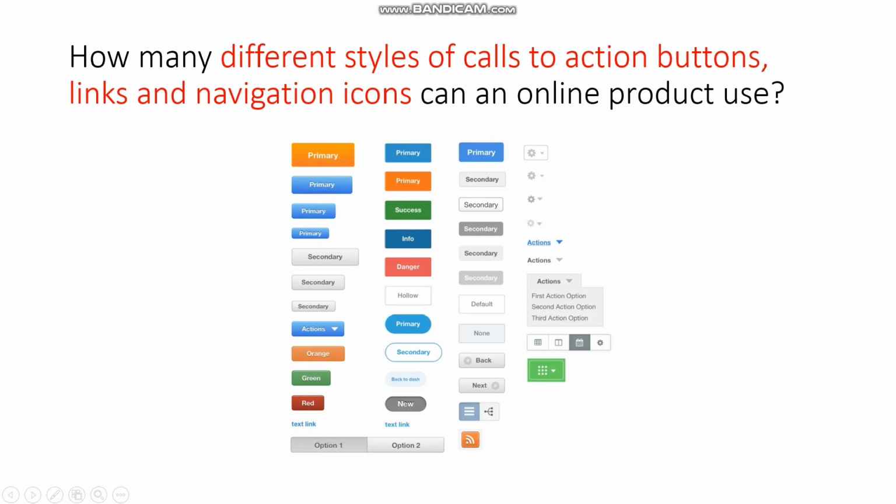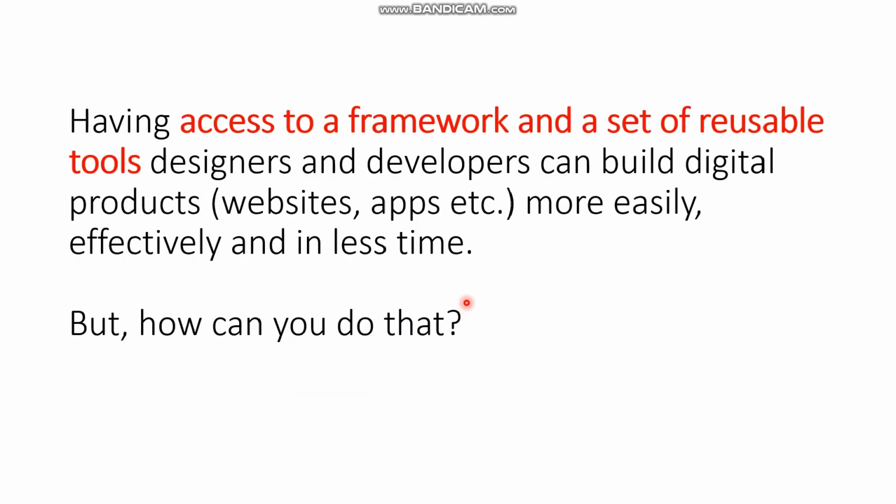How many different styles of calls to action buttons, links, and navigation icons can an online product use? Okay, you can see there are many colors, many sizes, many styles here. So which one to use? So we should have access to a framework, and the framework should be reusable by designers and developers to build websites and apps more easily, effectively, and in less time.